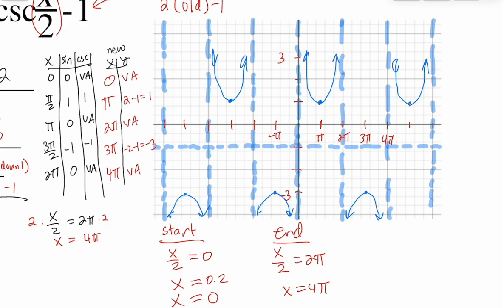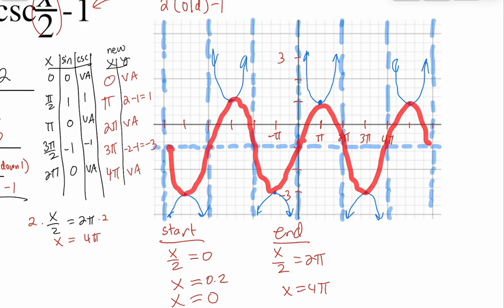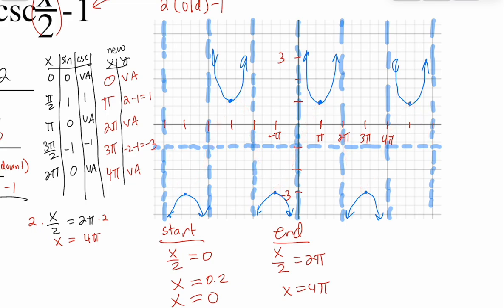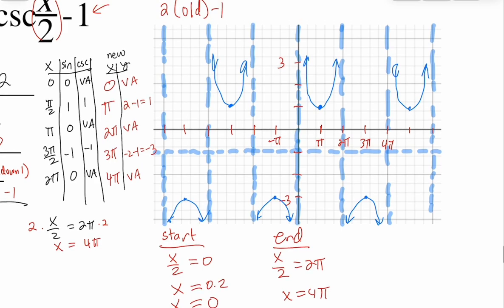So that is our cosecant graph. If we were to graph the sine associated with it, the sine is right here. So the cosecant kind of bounces off of that sine function. And that is how we graph our cosecant functions.